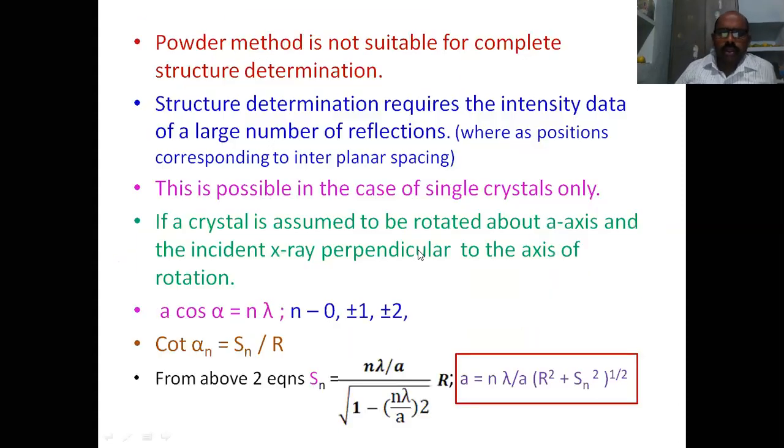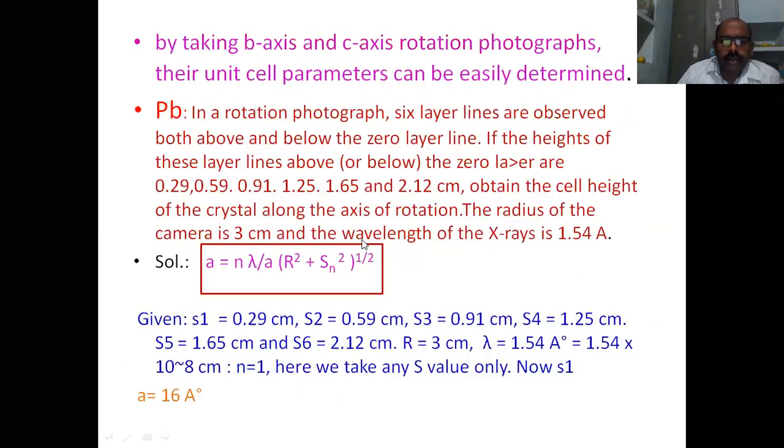Cot alpha is the inverse of tan alpha. Actually, tan alpha is equal to opposite side by adjacent side, so cot alpha is equal to adjacent side by opposite side. Here we are getting the value cot alpha n is equal to Sn by R.